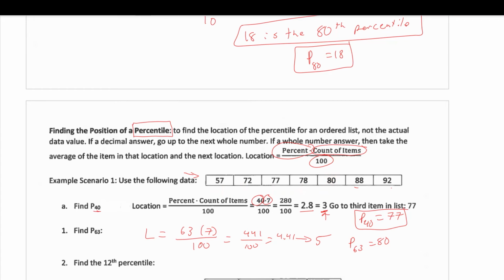Now because of that rounding, you're going to have multiple percentiles that will have the same value here. Okay. The only time you'll have a unique data value for each percentile is when you have more than 100 unique data values. Okay.